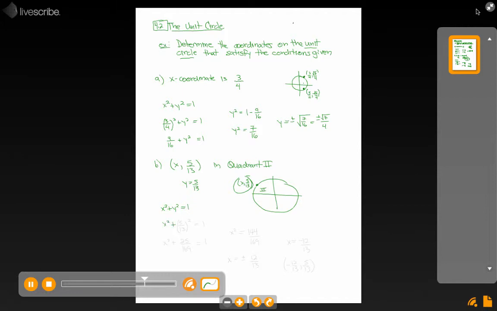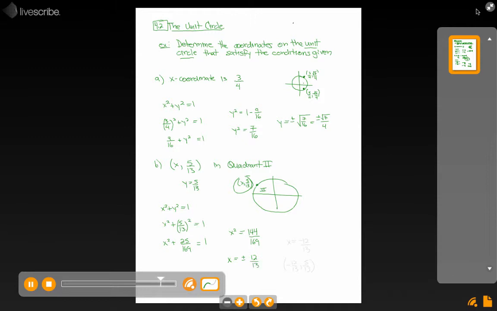So x squared plus 5 over 13 squared has to equal 1. x squared plus 25 over 169 equals 1. So I solve for the x squared by subtracting 25 over 169, and I get 144 over 169. Square root both sides, and I get plus or minus 12 over 13.